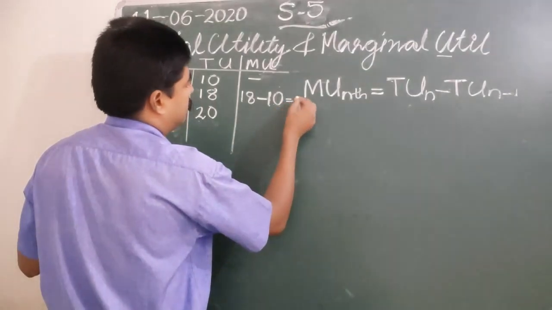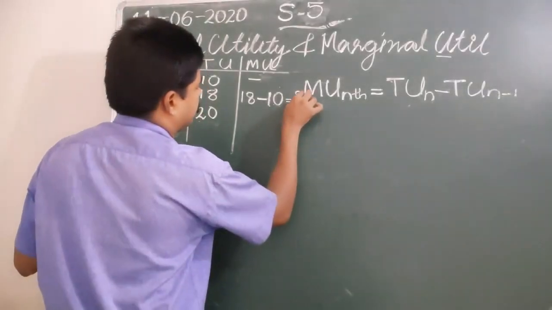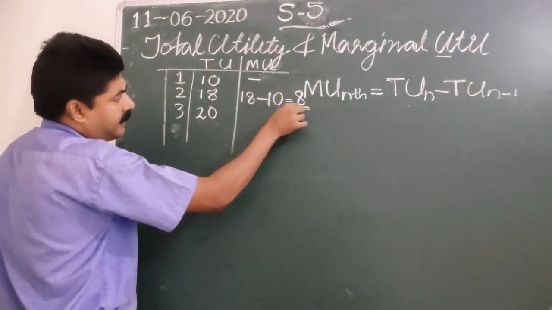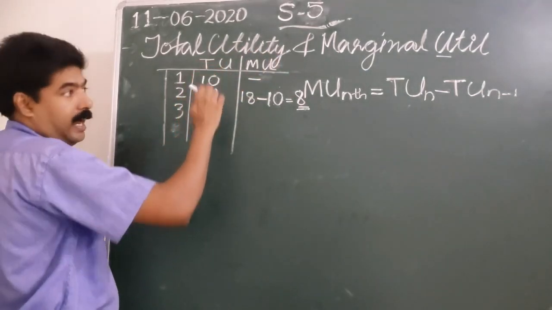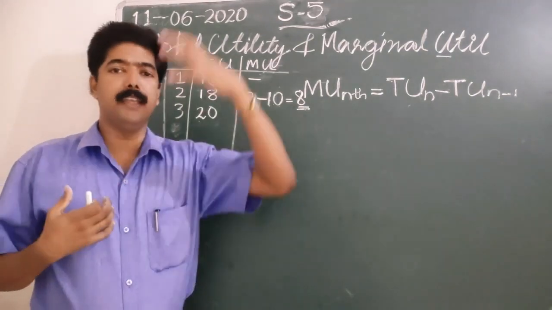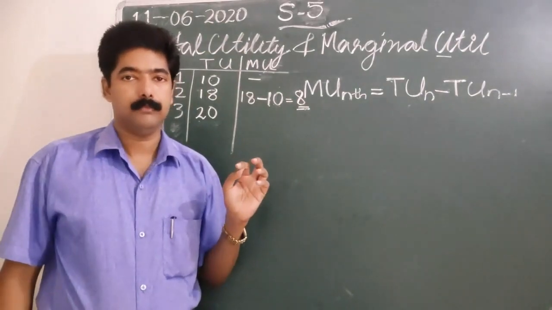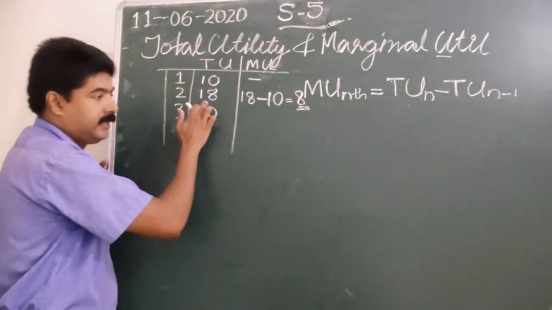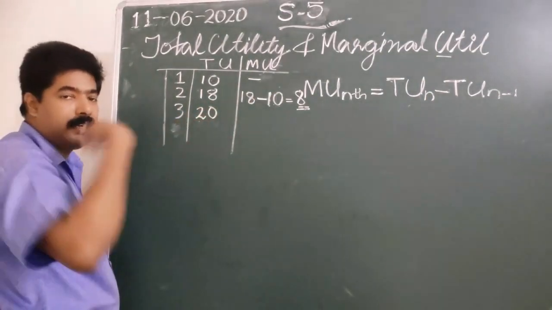It is 8. So 8 is my additional utility added to the total utility. How much additional satisfaction did I get? If my utility is expressed in a number, then it is 8. And total 10 plus 8 is 18. Clear?